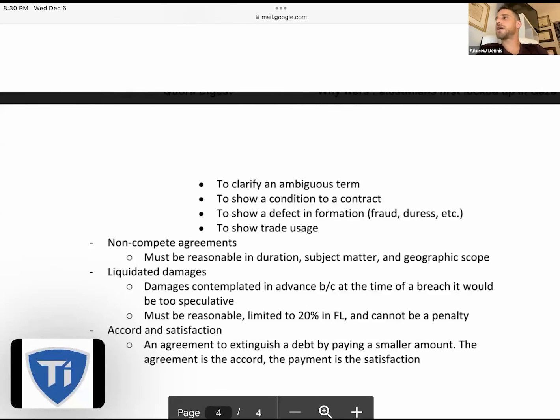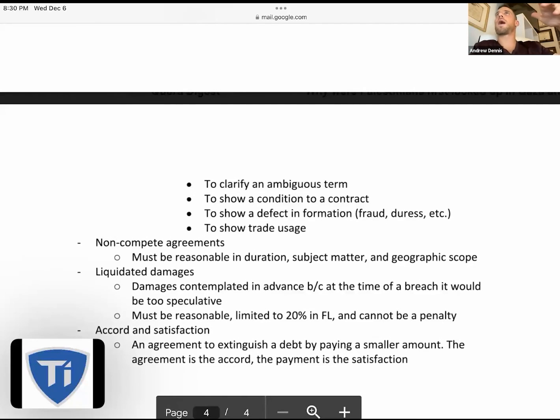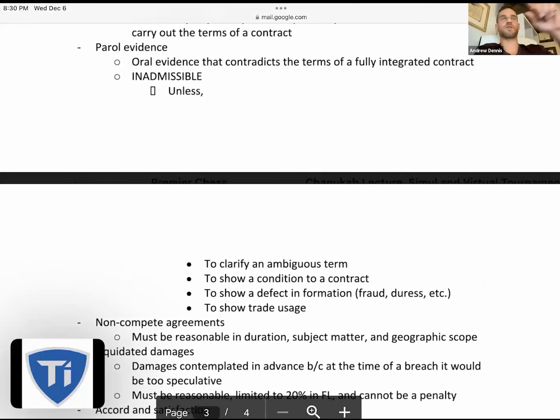Well, it's usually inadmissible unless it's showing a nuance. If it's nuancing the conditions of the contract, that's okay. If it's totally replacing them and modifying them in a way that's totally different, then that's not okay. It's not allowed to contradict. It's allowed to clarify an ambiguous term, to show condition, show defect in formation, or show trade usage. That's going to be parole evidence.